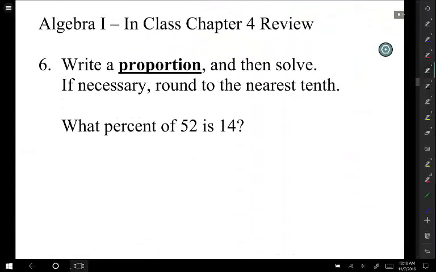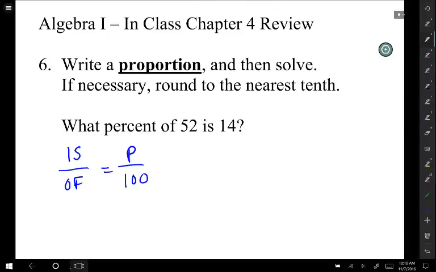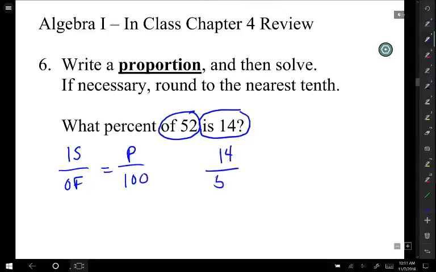All right. It says write a proportion, then solve. What percent of 52 is 14? Let's write is over of equals P over 100. What number is right next to the is? 14. So let's connect the 14 and the is together. There we go. What number is right next to the 52? Or what word is next to the 52? Of. So here we go. 14 over 52 equals P over 100.